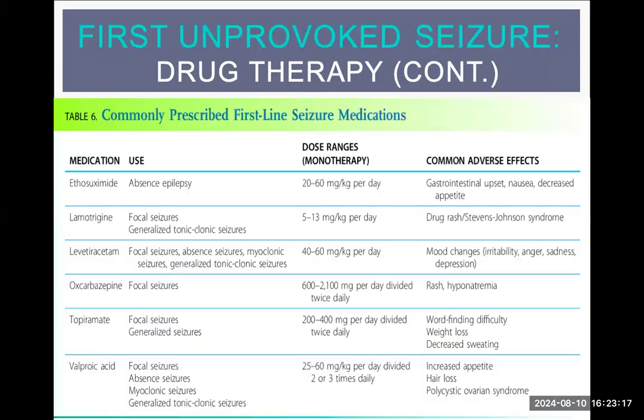What are the drug therapies that we are starting? In case of absence seizure, ethosuximide, lamotrigine. For focal or generalized seizures, there is some overlap between the medications. Keppra nowadays is frequently used in focal and in generalized seizures as well. Oxcarbazepine is used in focal seizures, topiramate in focal or generalized, and valproic acid.